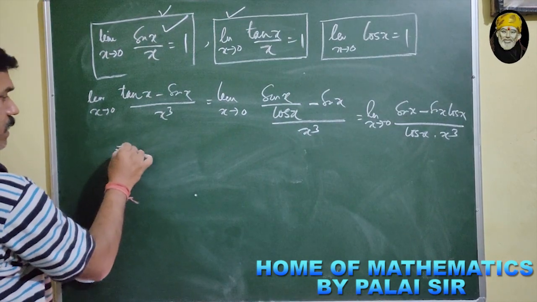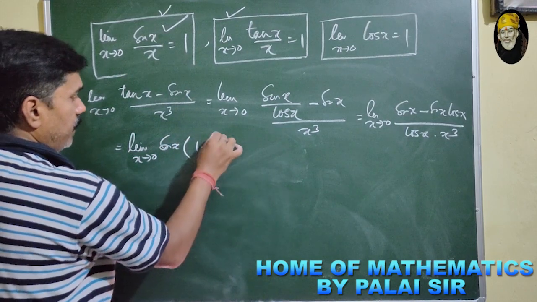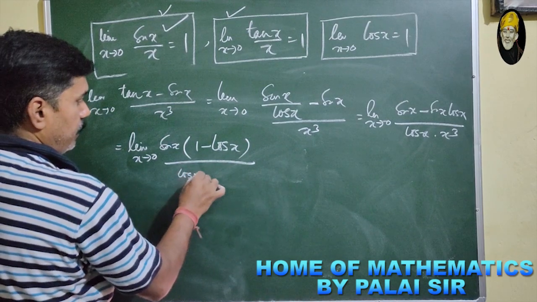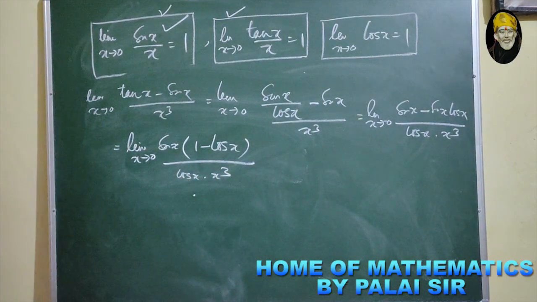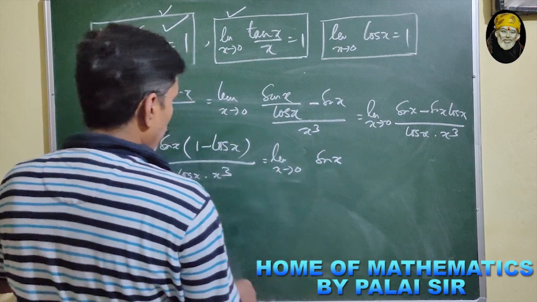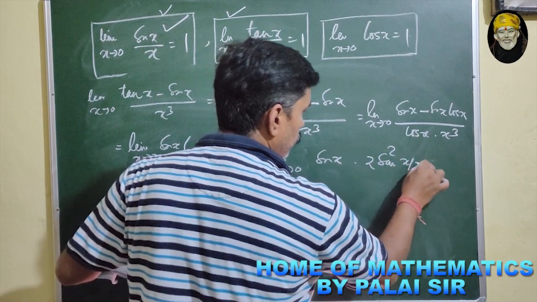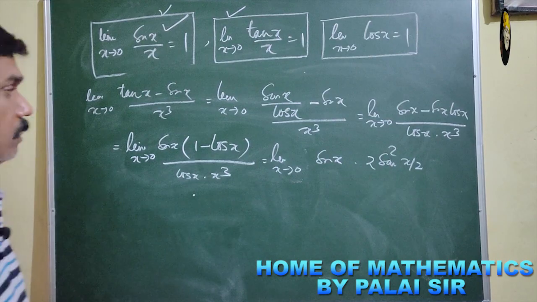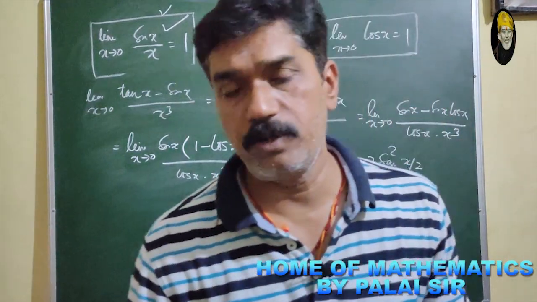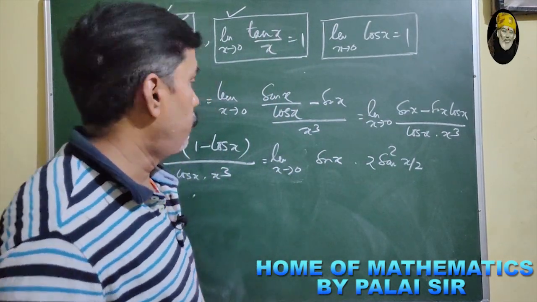So here limit x tends to 0, you take this sin x common. It will be 1 minus cos x. And here it is cos x into x cube. Now what happens? So here limit x tends to 0, sin x, 1 minus cos x, its value is 2 sin square x by 2. You know it. That is the formula of trigonometry. 1 minus cos x, that is 2 sin square x by 2, and 1 plus cos x, that is 2 cos square x by 2. You have to remember the trigonometric formulas. And if you remember the formulas, it will be very easy for you to solve the problems of limit.